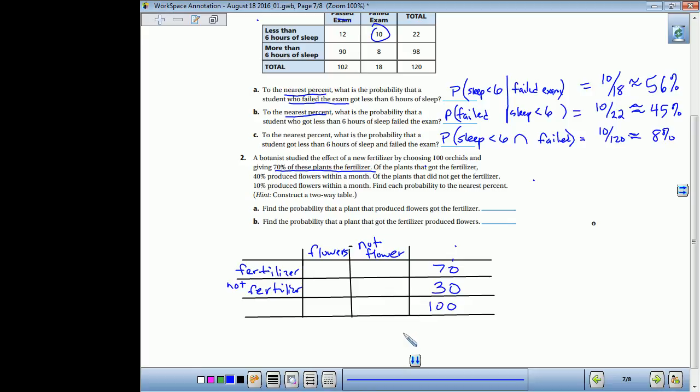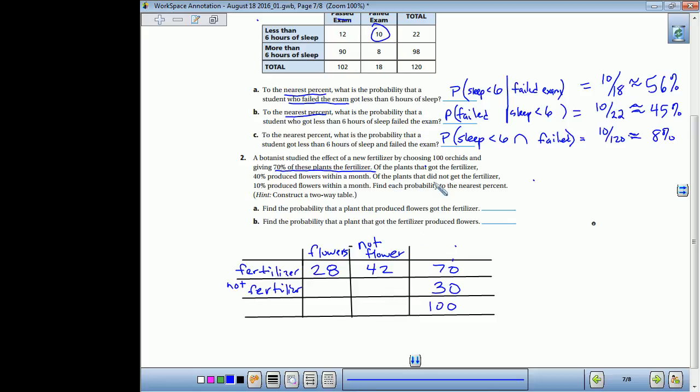Okay, so do you see where to start? The one that just involves one of our two parameters. Of the plants that got fertilizer, 40% produce flowers. So what's 4 times 7? 28. Yes, it is. Okay, so if 28 produced flowers, how many did not? 42.